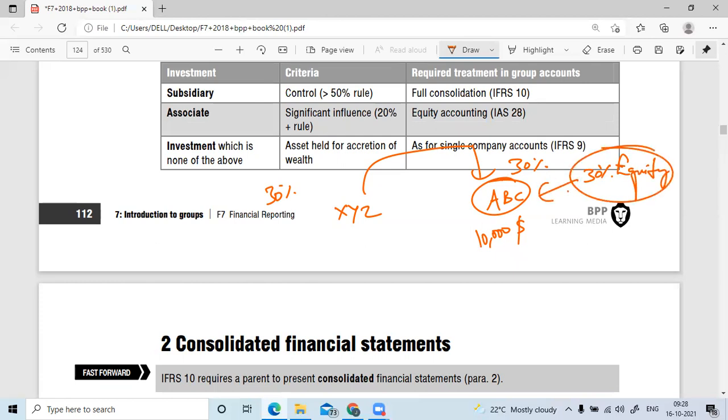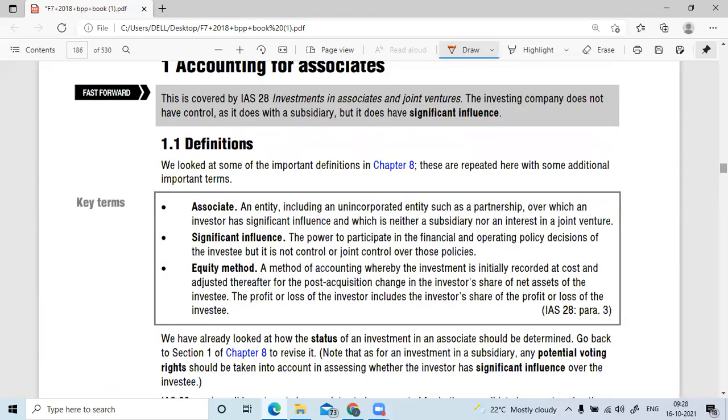All of you are following or not? Please tell me. Yes. That is nothing but equity accounting. Equity accounting, if you want, you can see a small example.